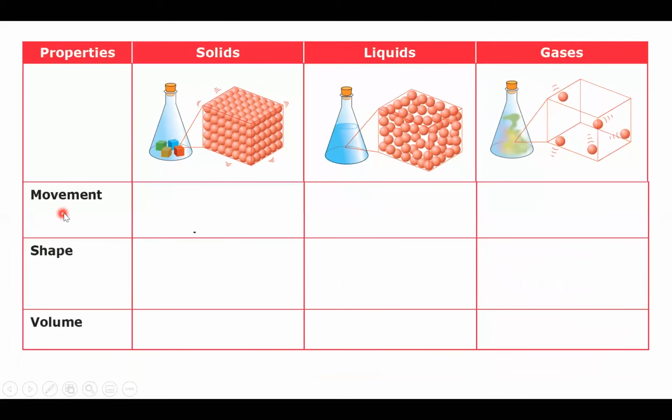Next, we're going to look at the movement of these particles and the shape of these states of matter, so solids, liquids, and gases. We're going to look at what shape they can make and also what kind of volume that they can occupy. So how do the particles move?